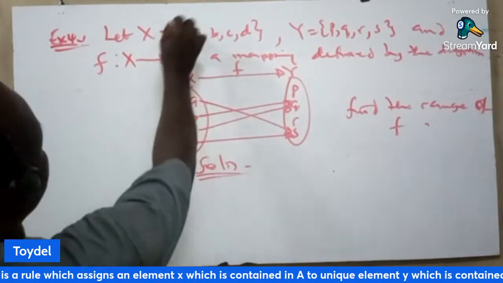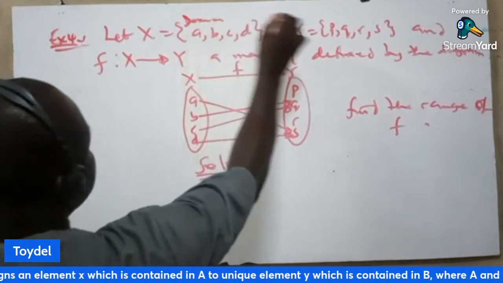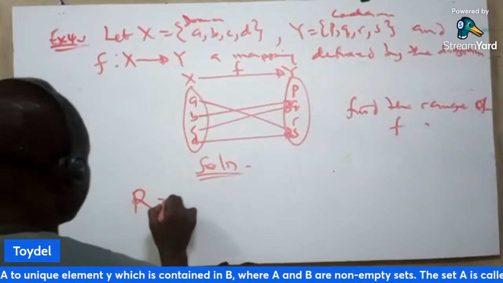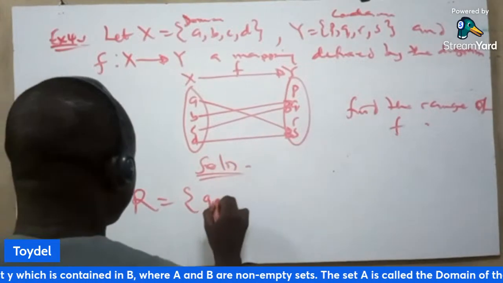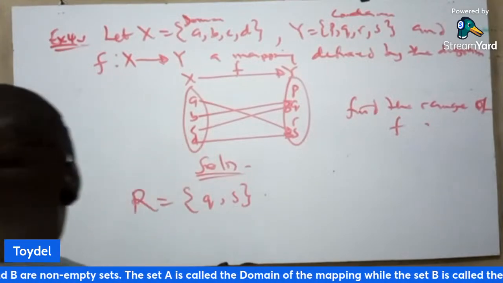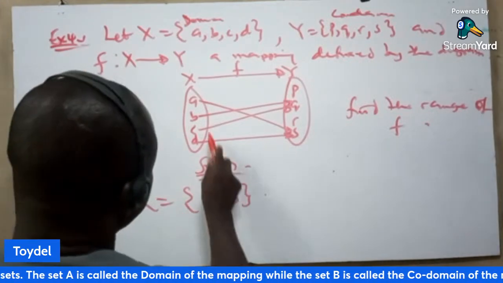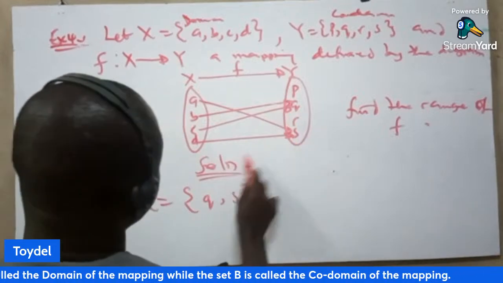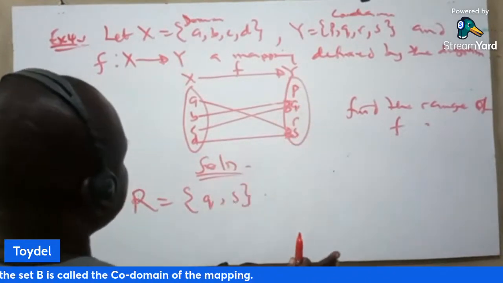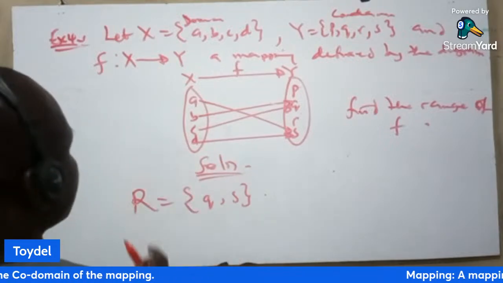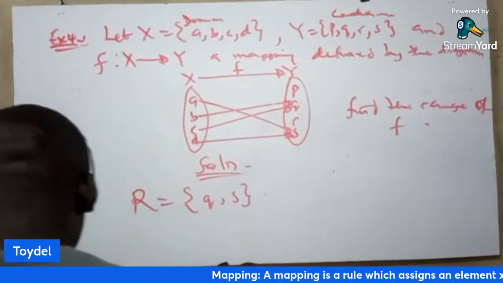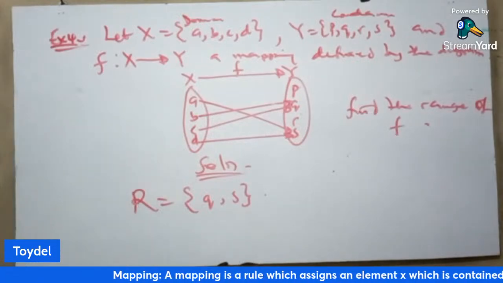So here, this is the domain, this is the codomain. From what we are given, we are asked to find the range. The range here now will be Q, comma S. That will be the range, because the range is the set of elements that something is being mapped into. In this case, P and R, they are just there. They don't have any problem. The range will only be Q and S. P and R are free; nothing is being mapped into them.